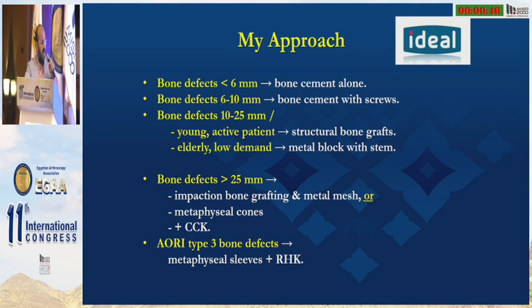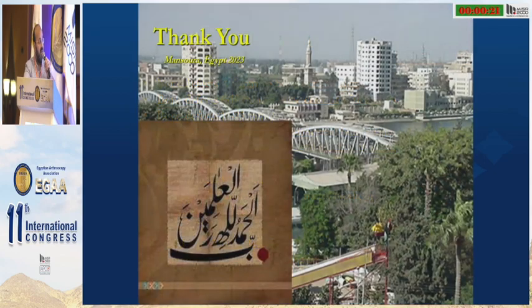For the big defects, bone defects beyond 1 inch, impaction bone grafting and metal mesh, or if you have access to metaphyseal cones plus CCK. Massive defects with no soft tissue attachment, ORI type 3 bone defects, go for sleeves and rotating hinge knee. That's it. Thank you very much.